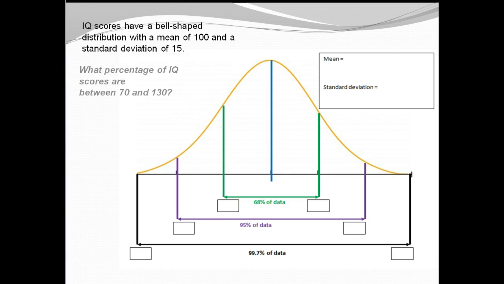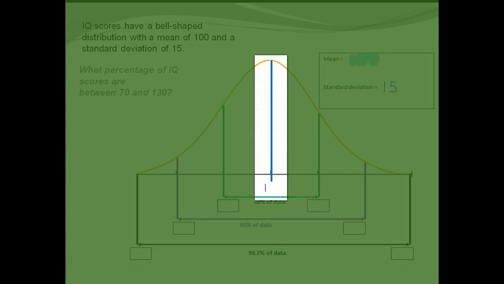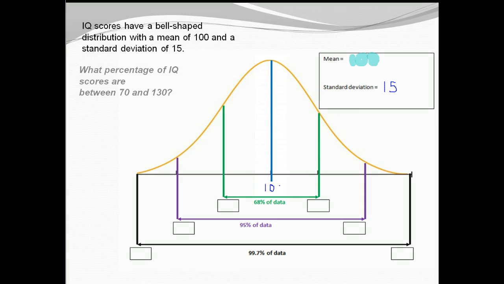When I'm working problems like this, I find the best thing to do is label everything I know. The mean is 100 and the standard deviation is 15. Let's write this on our curve. Let's put the mean in the middle because that's where it always is on a normal distribution. Now, we know that we're going to add and subtract standard deviations in units of 1, 2, and 3 on either side. We're going to add and subtract that to our mean.